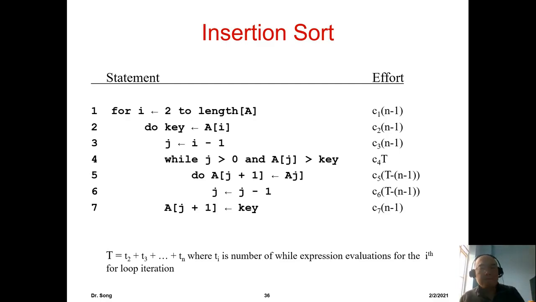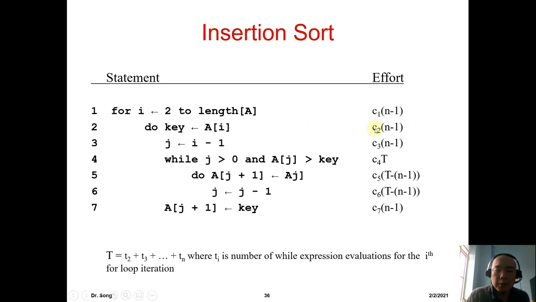But usually, in the average case at least, we are going to run line 5 and line 6 for some number of times. Okay, so this is a high level understanding of the insertion sort, and then we assume that for each line of the code, they are all primitive steps, and for each line of the code we assume there is a cost or a time to execute that line.